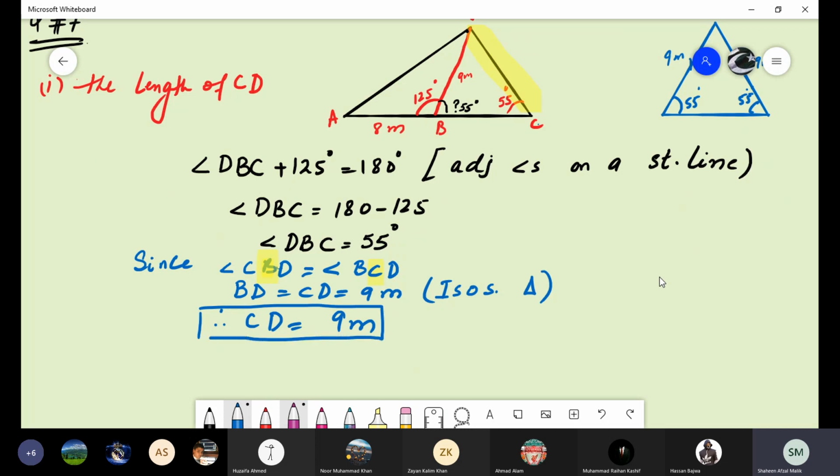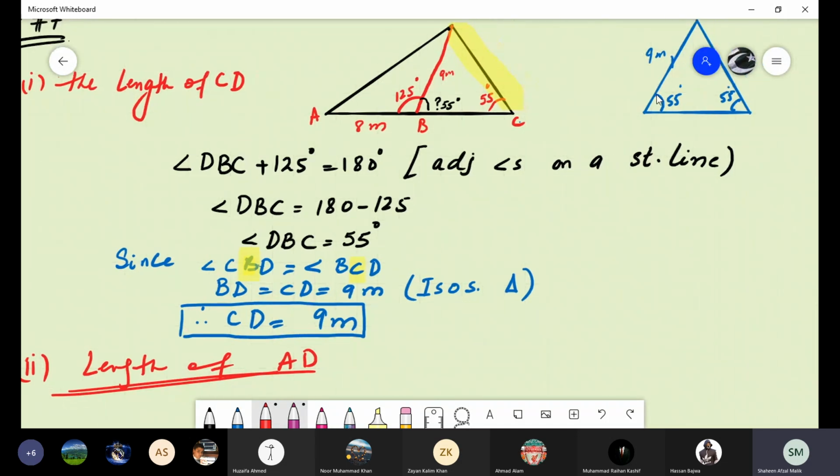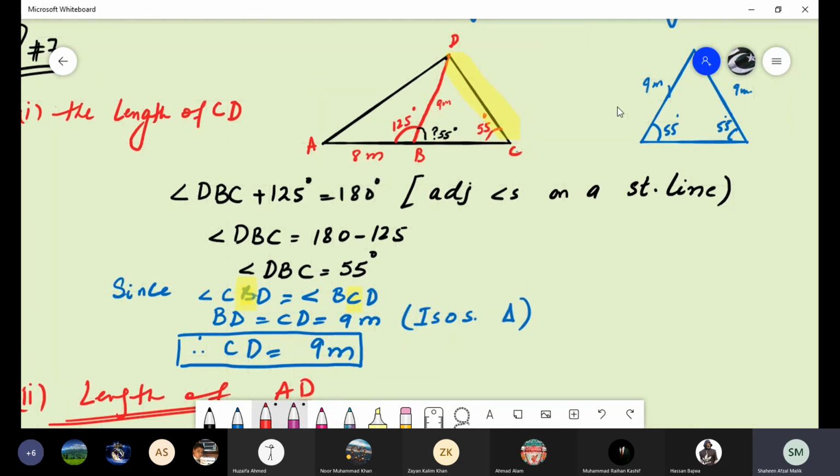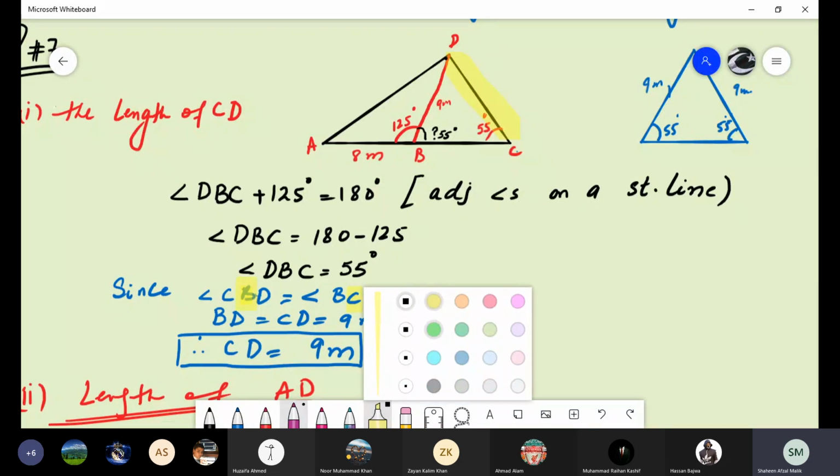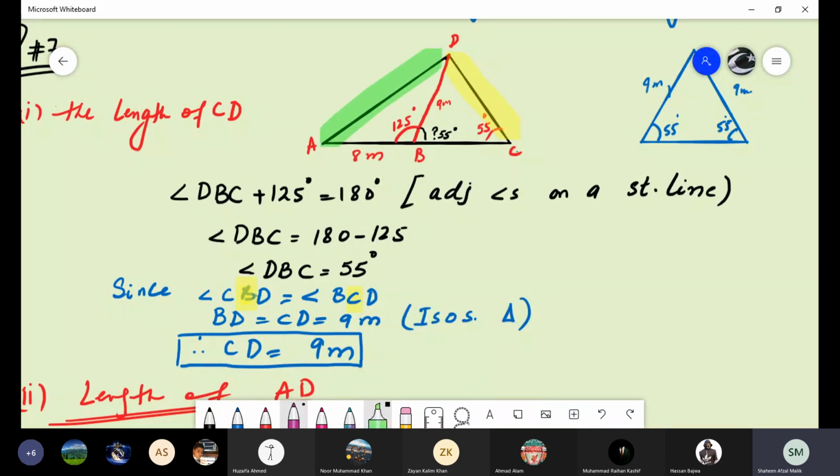What is the second thing you want to find? The second part of the question is we have to find out the length of AD. Yes, boys, length of AD. Go back to your figure and look at this one. This side is AD. You have the length of this side, you have the length of this side, and you have the included angle. Can you find out the length of AD?